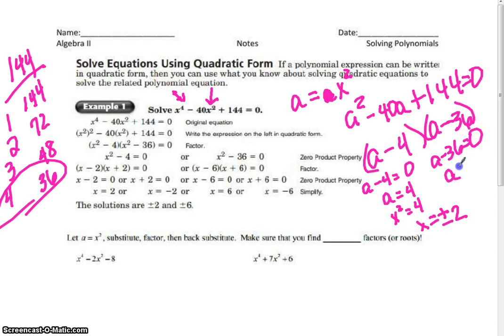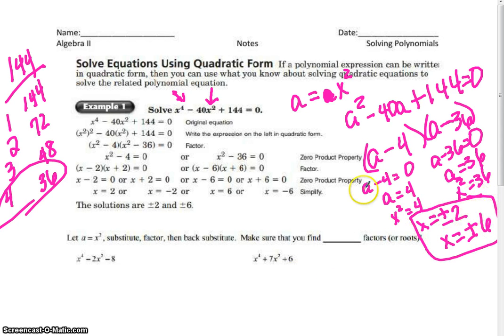Over here you have a minus 36 is equal to 0. Move your 36, a is equal to 36. Replace your a with x squared is equal to 36. And so x is equal to plus or minus the square root of 36, which is 6. So plus or minus 2 and plus or minus 6 are your solutions.